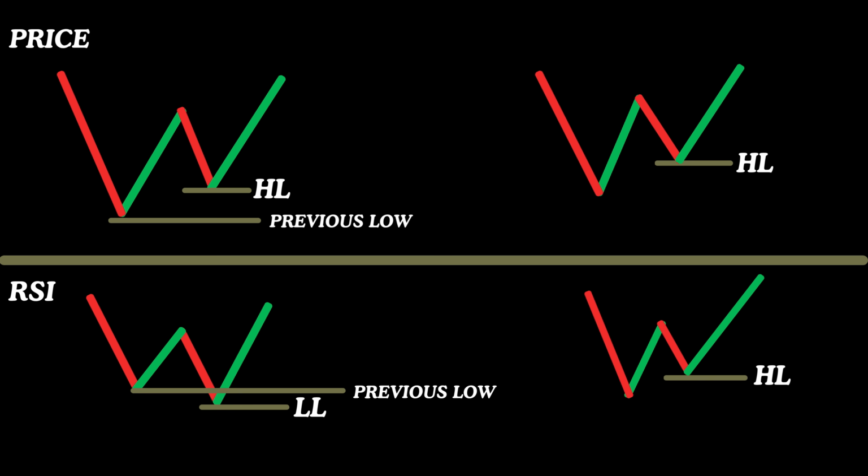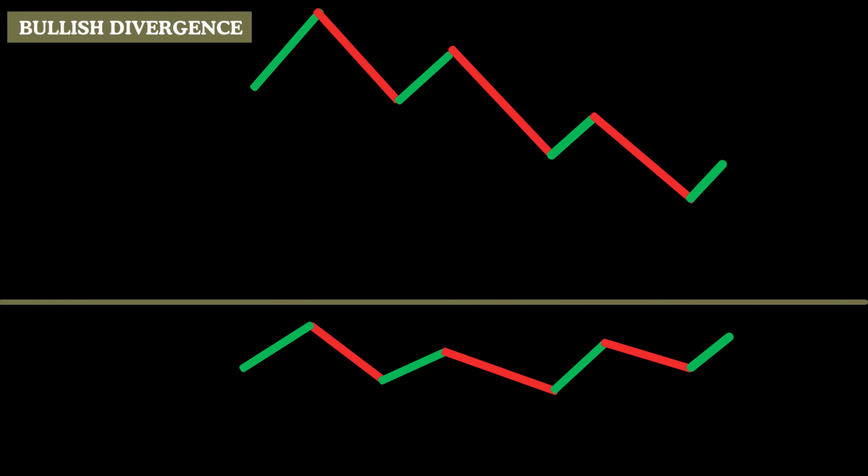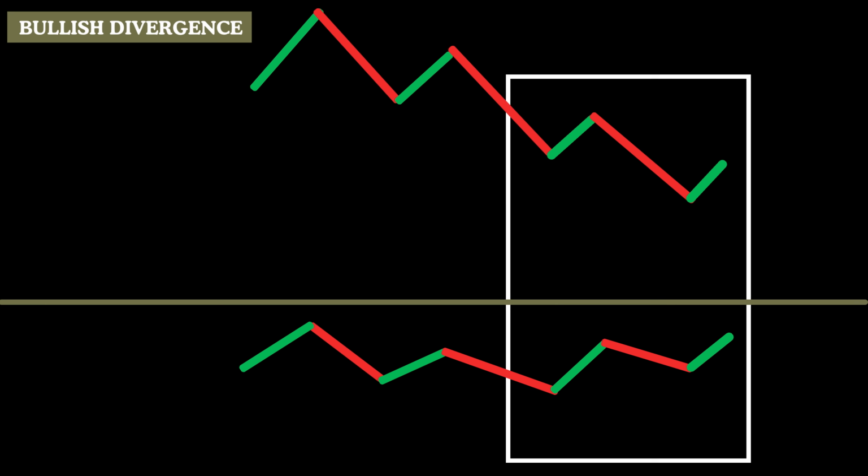Now let's talk about the types of divergence. There are two types of divergences: bullish divergence and bearish divergence. The formation of bullish divergence happens like this. During a downtrend, when the price is making a lower low, but at the same time, the indicator is making a higher low, we call it a bullish divergence.